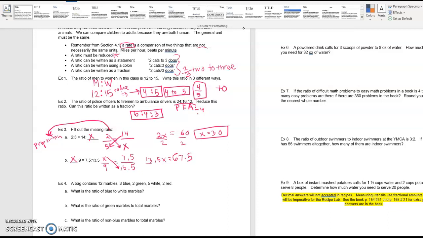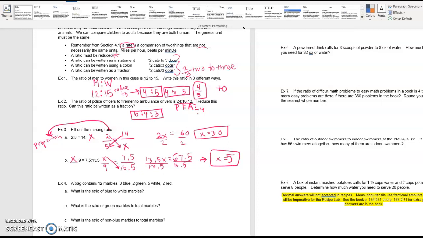We're solving for x, so we're going to divide both sides by 13.5. Divide this side by 13.5, and the answer is x equals, let's see, 67.5 divided by 13.5. The answer is 5. So the missing number there was 5, and that would be our final answer.